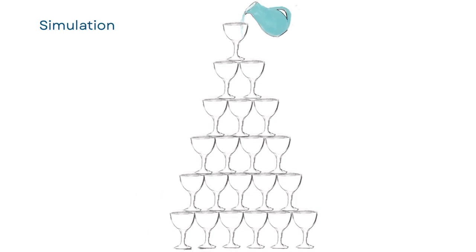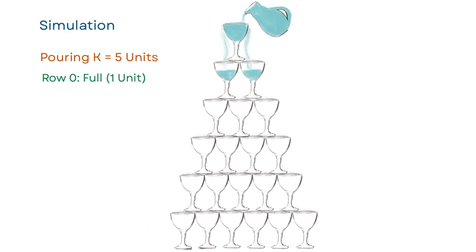Let's simulate with an example. We pour 5 units into the top glass. It stays full with 1 unit and 4 units overflow. That means 2 units flow to the left and 2 units flow to the right.